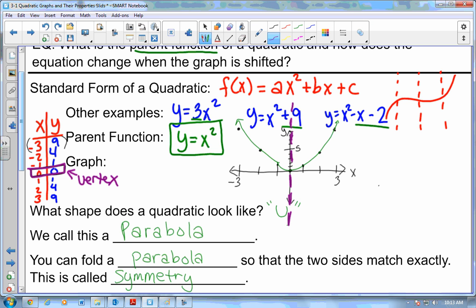So I believe on your homework you have to look at graphs and identify the vertex, then you have to look at a table of values. So you're looking at the y, and when y all of a sudden turns around, that's your vertex. It'll be either the lowest y or the highest y, depending if it's concave up or concave down. Concave up means it opens up. Concave down means it opens down.